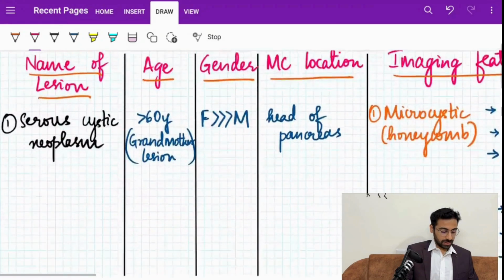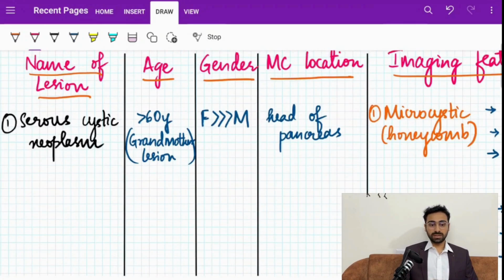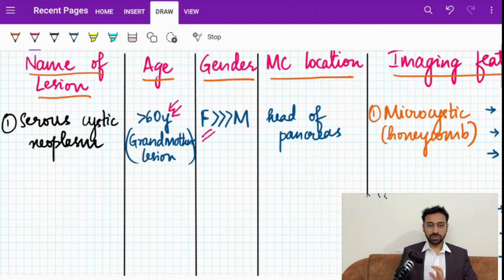Let's start with serous cystic neoplasm. Now, this most commonly is known as a grandmother lesion, meaning it occurs after age of 60 years. It has a high female predilection. Now, what I want all my residents to remember is all cystic neoplasms have a high female predilection except IPMN. All of them cystic neoplasms, female predilection except IPMN.